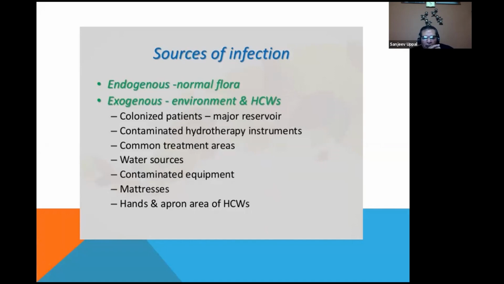Sometimes we do not clean them properly. Then are the common treatment areas if we do not have a cabin system. Then is the water source. If the water source is not clean, then there are the contaminated equipment, mattresses, hands and aprons of the hospital staff.